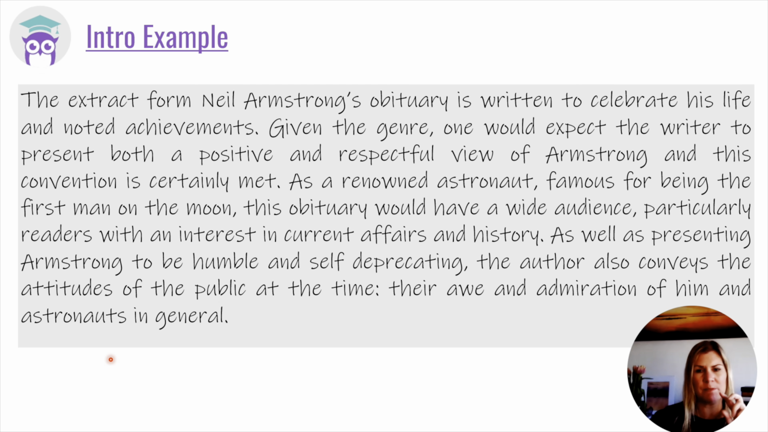So do you see here? This isn't the most spectacular or sophisticated introduction, but it does tick all of the boxes. Other than that bit, sorry. We have a sense of the purpose right here. We doff our caps to conventions of the genre and whether or not they're met. We bring in a tiny little bit of AO3. Hopefully everyone would know that Neil Armstrong was the first man on the moon. We talk about the audience and who they're going to be, and then we just sum up the most important value, attitude, and idea at the end. That's the kind of thing that you are looking for.